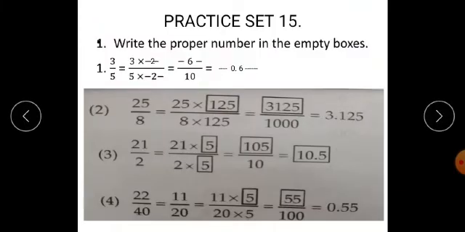And therefore, practice set 15 for you. First question, write the proper number in the empty boxes. Now student, 3 upon 5. Now this fraction you have to convert into a decimal fraction.